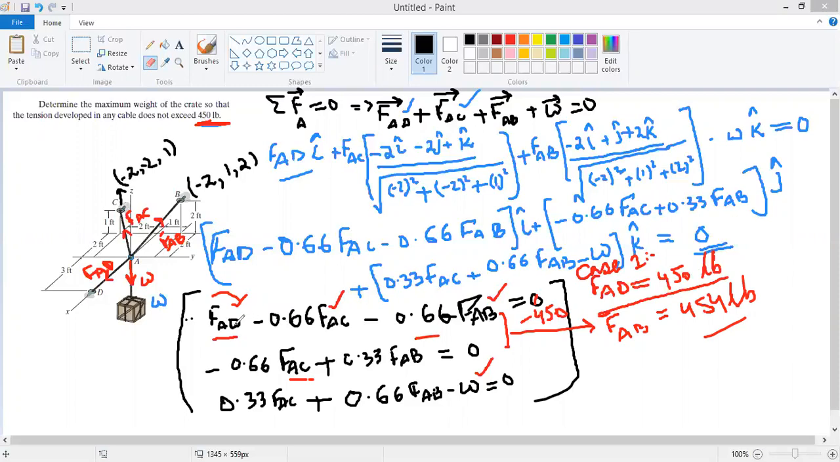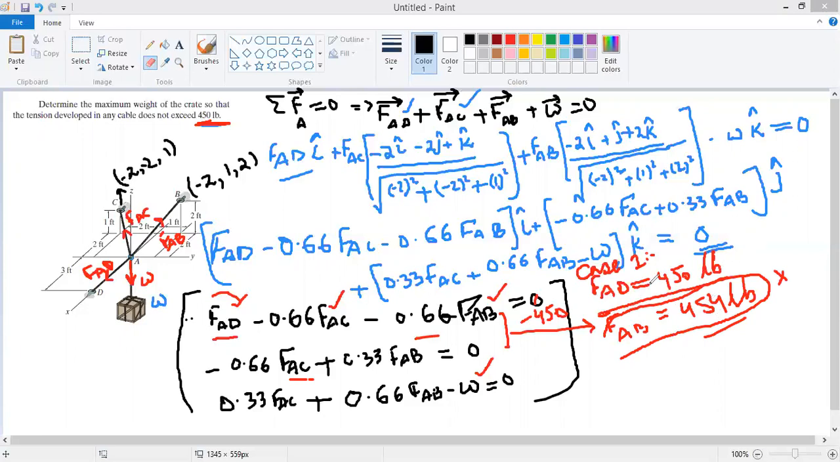We have substituted the value of FAD in this equation. Now we are using these two equations to find FAC and FAB, solving by the elimination method or any other method you are familiar with. We obtain the value of FAB equal to 454 pounds. But this is not possible because it violates our condition that the force in each of the cables should not exceed 450 pounds.